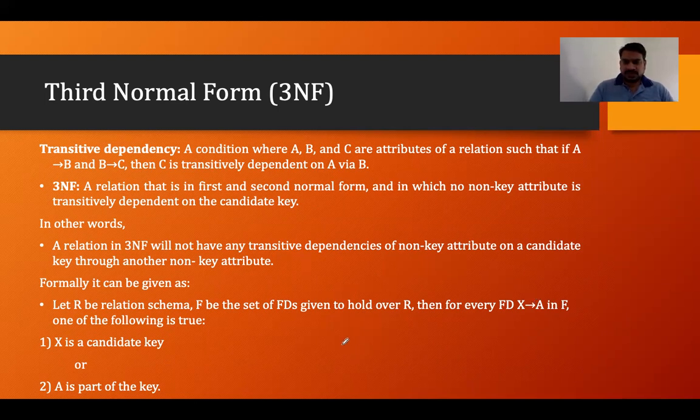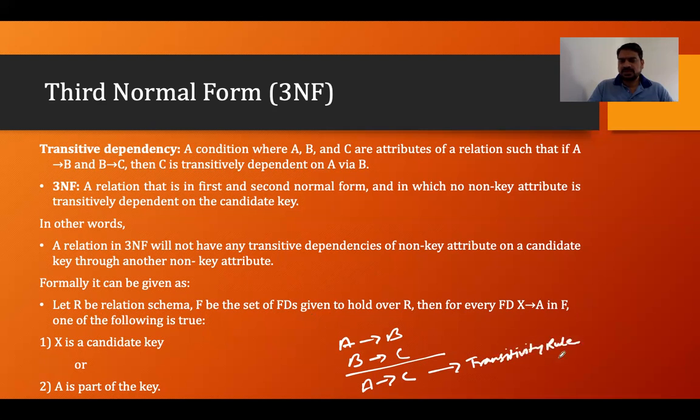What does it say? It says that if A determines B, and B determines C, then with the help of transitive dependency, we can get A determines C. Yes, this dependency we can get from the transitivity rule. Based on that, I can find out A determines C.